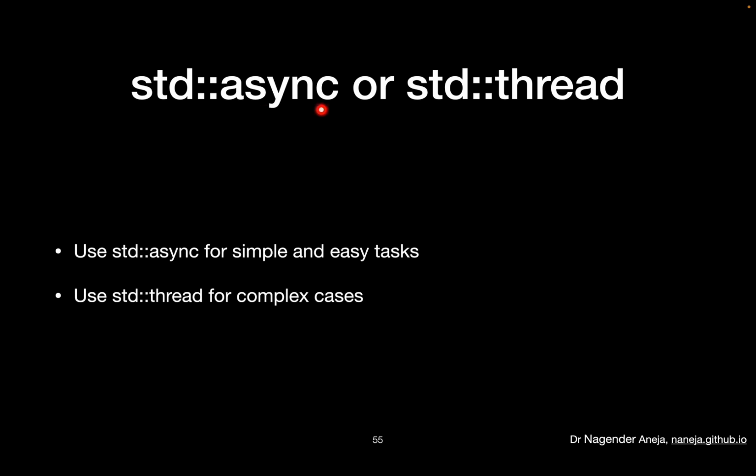Now, standard async or standard thread? The guideline is to use standard async for simple and easy tasks. If you want to use multi-threading, use standard async for any task. Standard thread requires us to create a promise and link it. If there is really a requirement for it, then for some complex cases we should use standard thread. But in most cases, standard async is better.